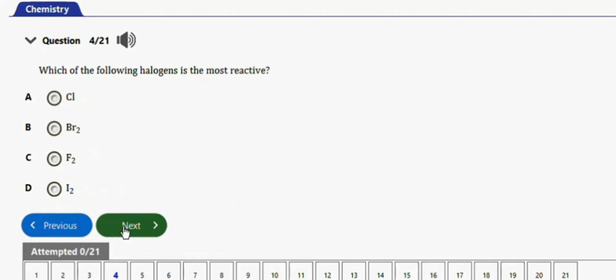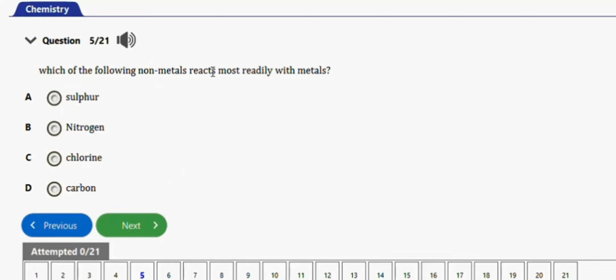The next question says, which of the following halogens is the most reactive? It is fluorine gas. Okay, next question will be this one. It says, which of the following non-metals react most readily with metals? We have sulfur, nitrogen, chlorine, carbon. The right option is option C, which is chlorine. Chlorine is going to require one electron to be completely filled at the outer shell. So that one electron that it requires makes it most readily reactive with metal. Alright, so the next question will be this one.